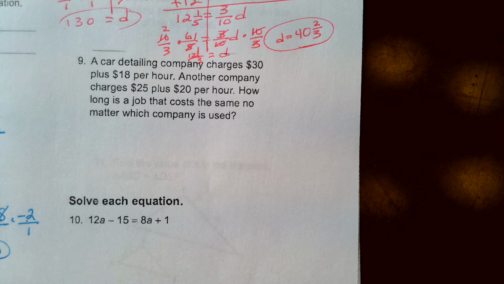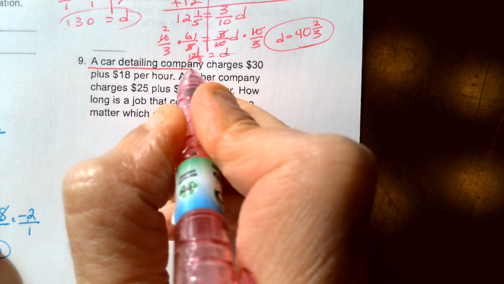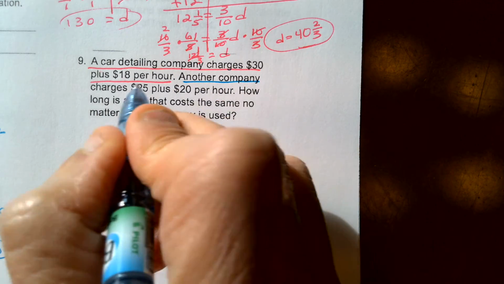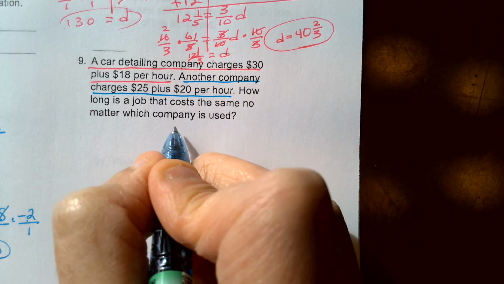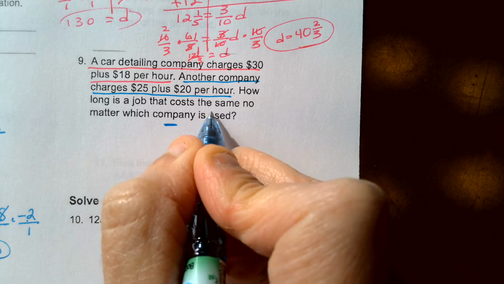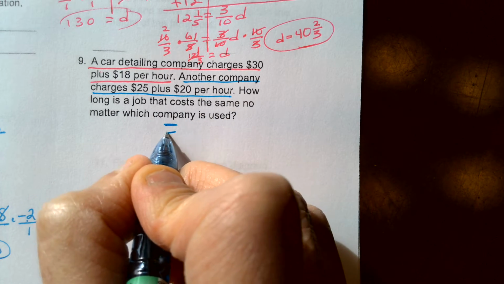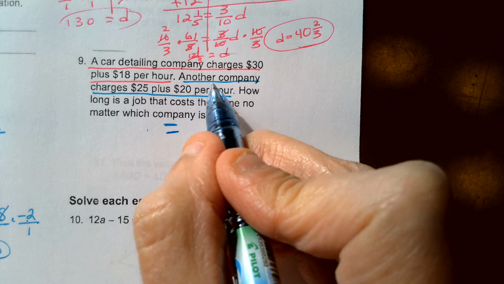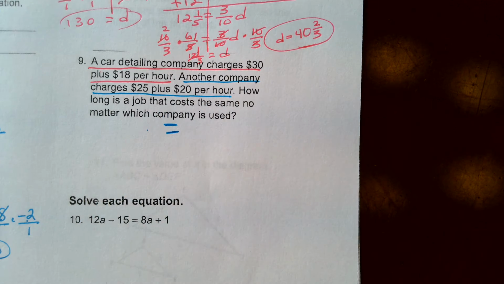All right, the detailing one. So try to recognize that we've got 2 different companies. We've got this one, and then we have this one. In between those, they're asking how long a job is that costs the same no matter which company. So we're trying to see when those 2 companies are equal. Okay, so the blue side, let's do that. Well, actually, we can do the pink one first.